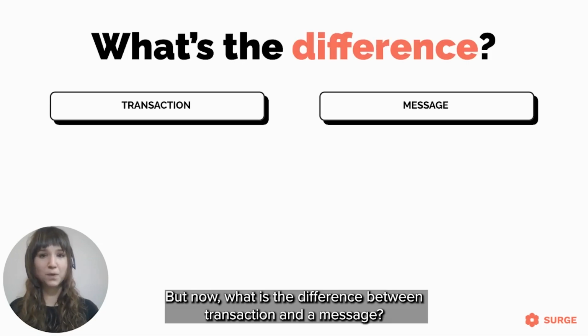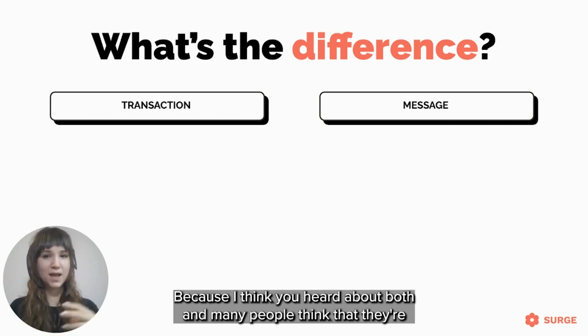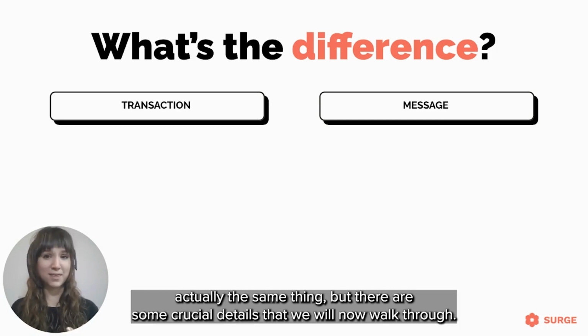But now, what is the difference between a transaction and a message? Because I think you heard about both, and many people think that they are actually the same thing, but there are some crucial details that we will now walk through.